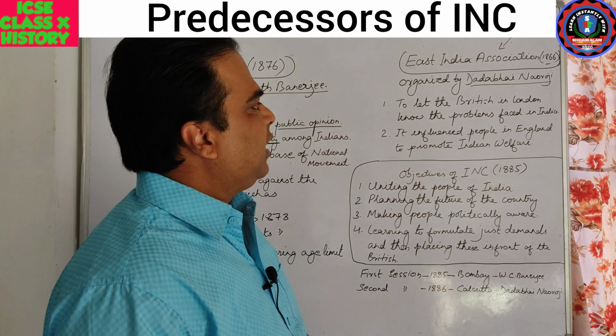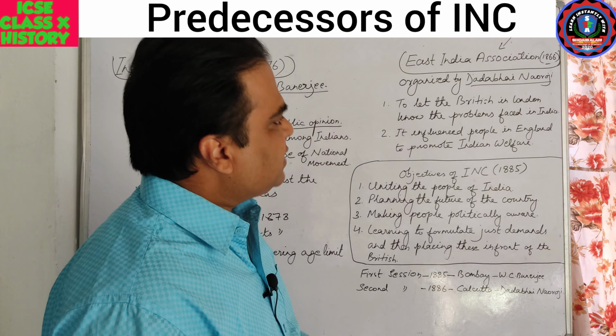The next one is that the East India Association influenced people in England to promote Indian welfare. Dadabhai Naoroji wanted the welfare of the Indians to be done, and that is only possible when we make the people realize the real conditions Indians faced in India. Okay, so these were the two predecessors of the Indian National Congress. After this, we'll discuss the Indian National Congress.